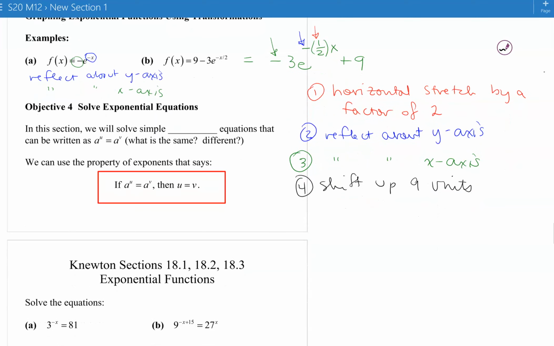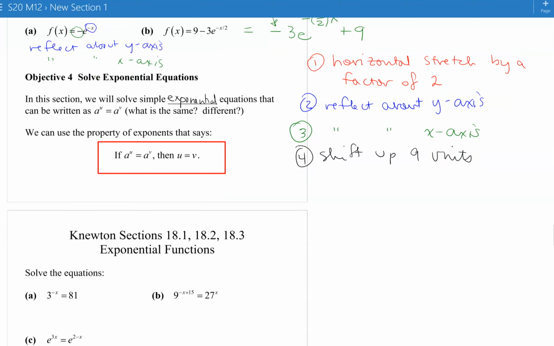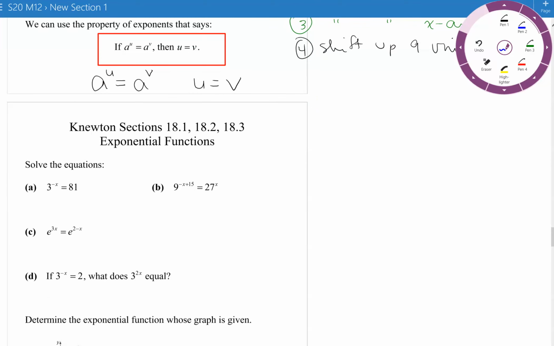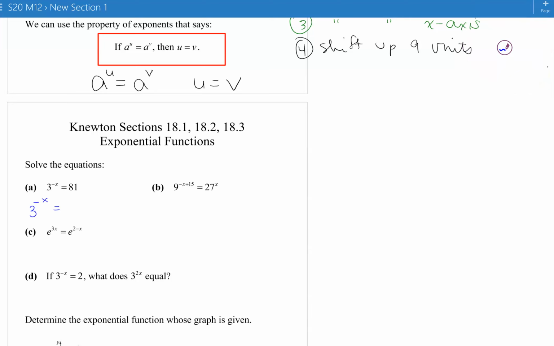So in this section, we're going to solve some simple exponential equations using the idea that says if you have two bases that match and they have exponents that look different, really it has to be true that the exponents are also equal. So the idea is that you try and write your quantities with the same base so that you can equate the exponents. So this first one, I would rewrite 81 as 3 to the 4th power, because then I could say, then it has to be true that negative x equals 4, so x equals negative 4.